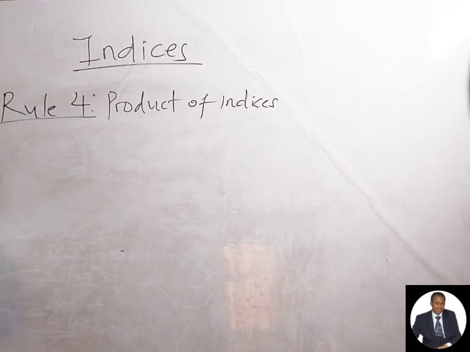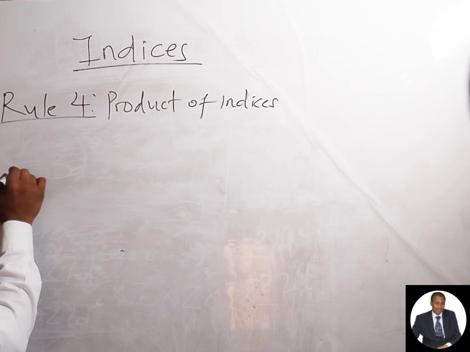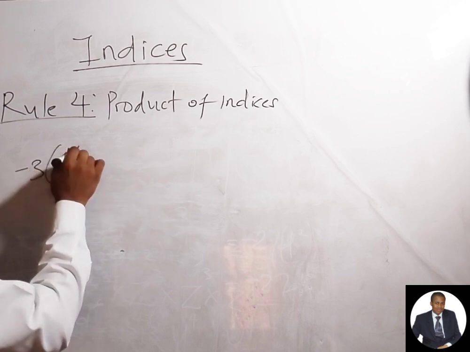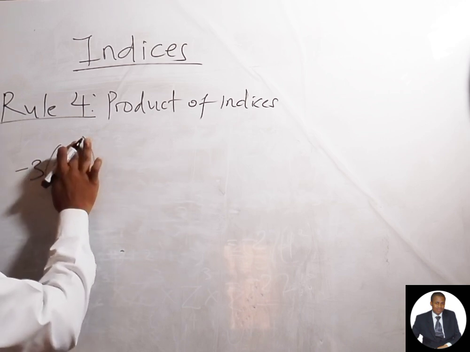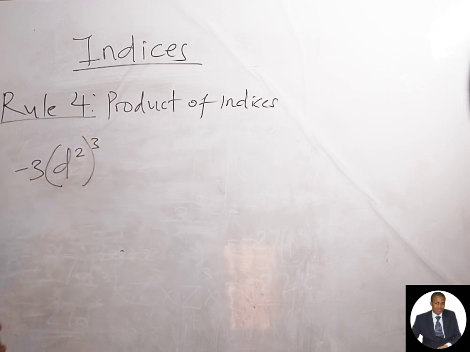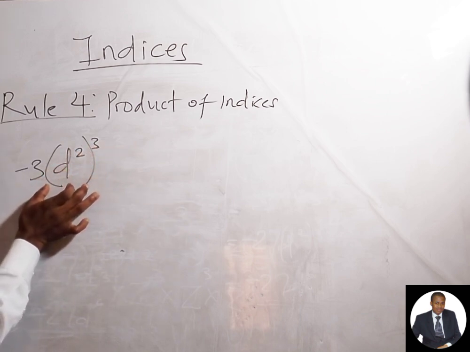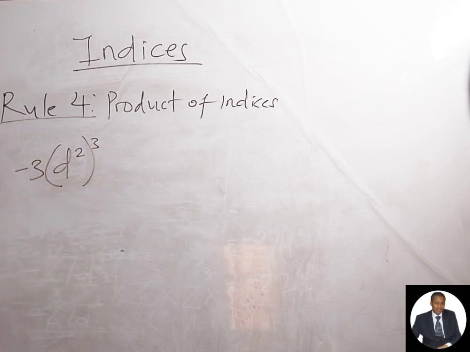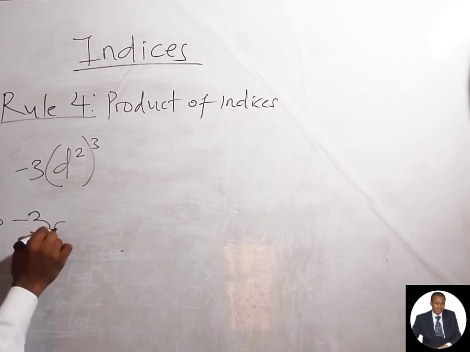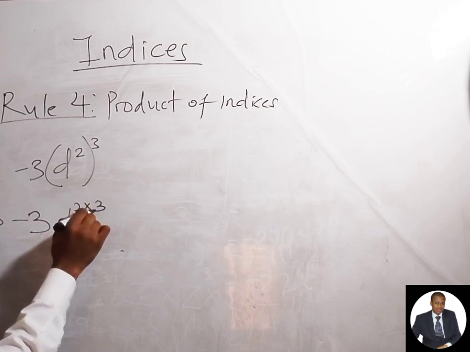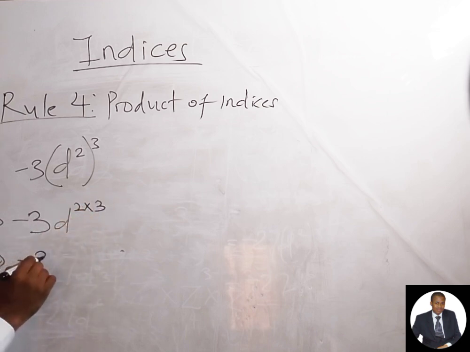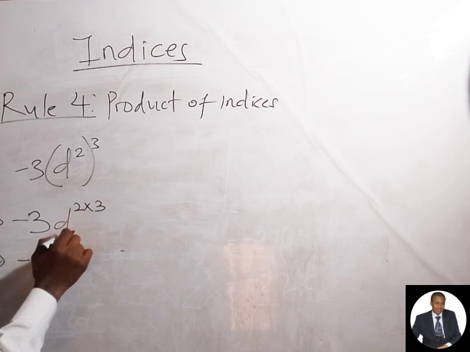Let's take a look at a different modification of the same. Let's use the same. This is a little different from the previous question. How? This exponent only affects what is within this bracket. It doesn't affect these 3. And what are we going to have? Minus 3d squared times 3. Minus 3d, 2 times 3, 6.